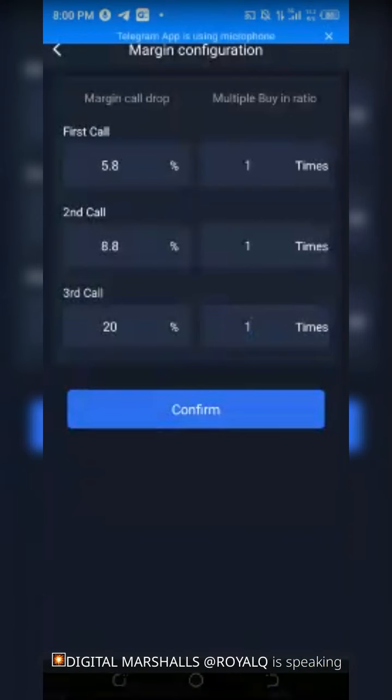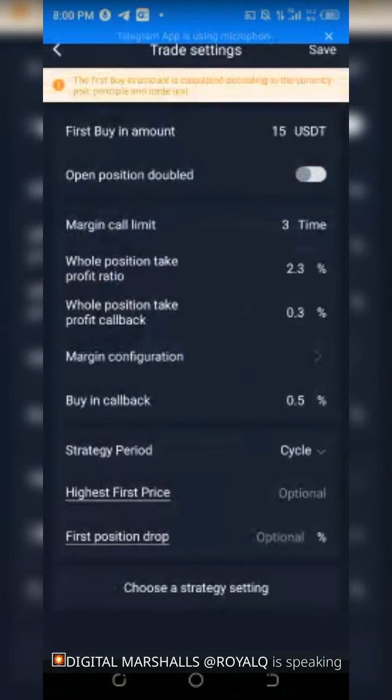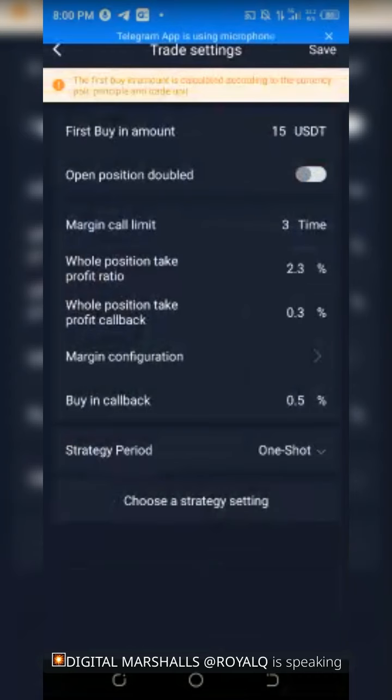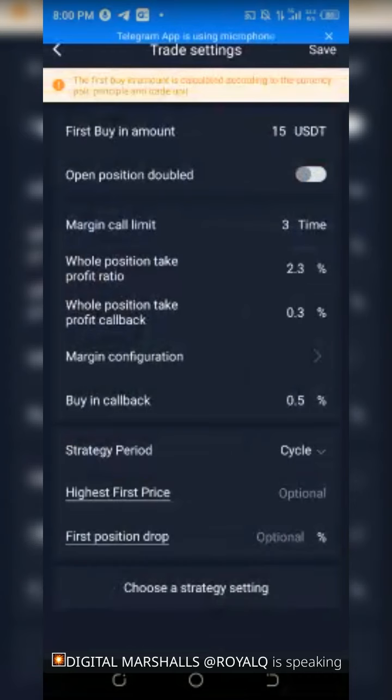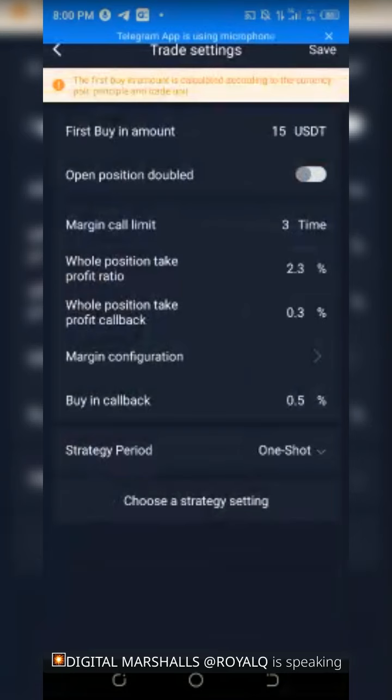Then you click on confirm. Then you change the strategy period, make it one shot. So when you tap on it, it turns to circle. But because we are doing one shot, we tap on the strategy period right here, and it has changed to one shot. The next thing you do is to tap on the save button. If you don't save it, the robot will not take it.